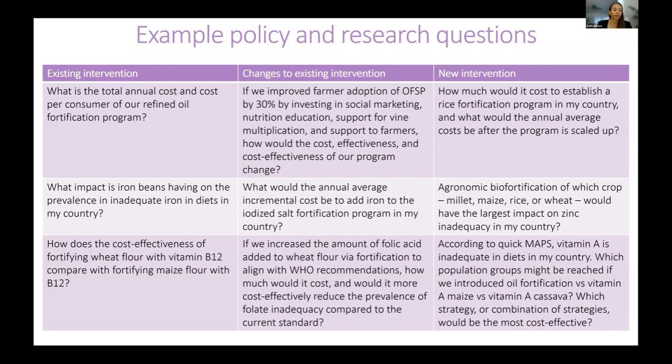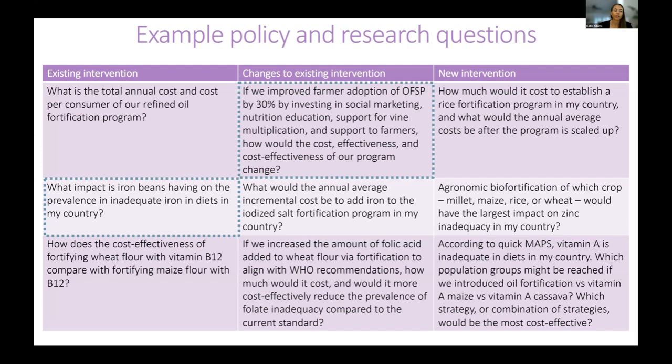So for example, if your country has released one or more varieties of iron beans, you could use the tool to answer the question, what impact is iron beans having on the prevalence of inadequacy of iron in diets in my country? Or if the farmer adoption rate of orange flesh sweet potato has been low, you might want to ask, if we improved farmer adoption of orange flesh sweet potato by some percent, say 30%, by investing in social marketing, nutrition education, support for vine multiplication, and support to farmers, how would the cost effectiveness of this program change?